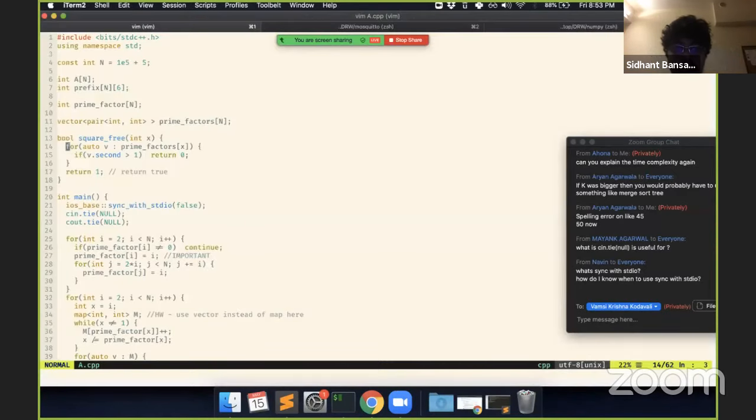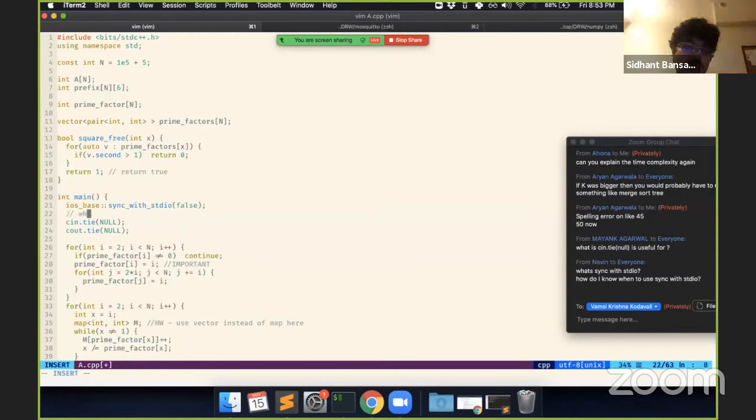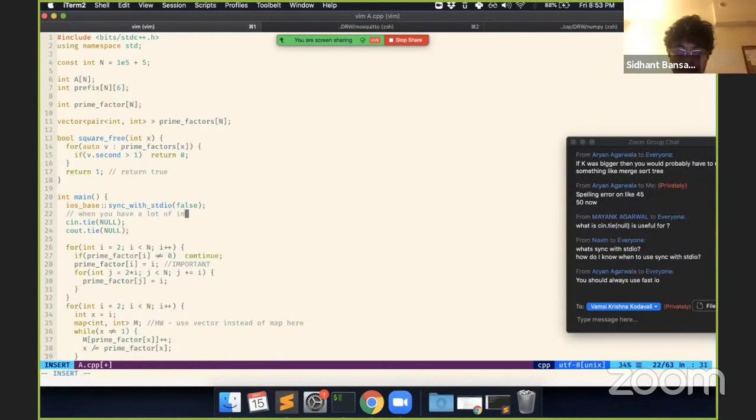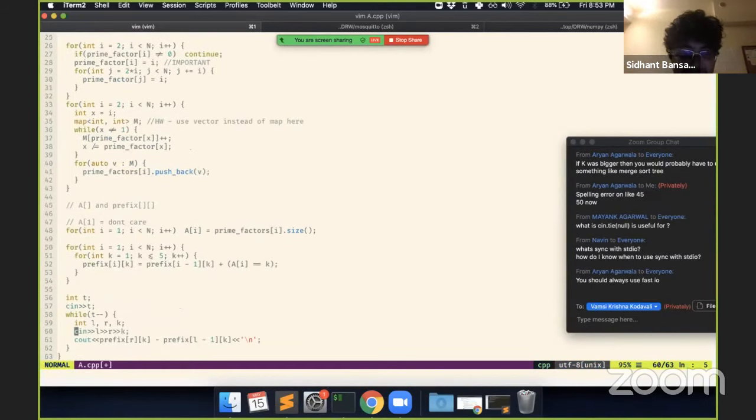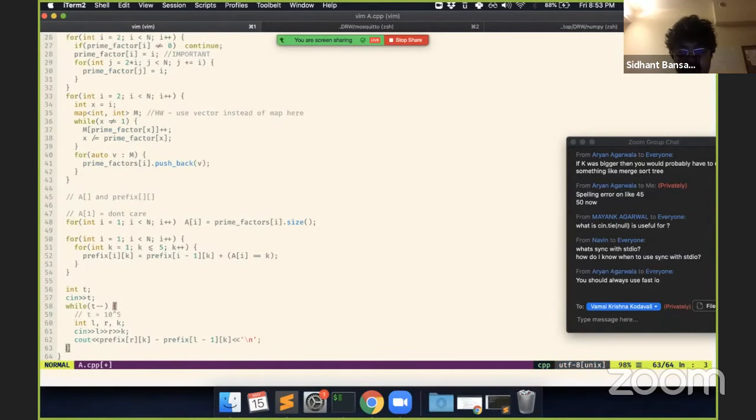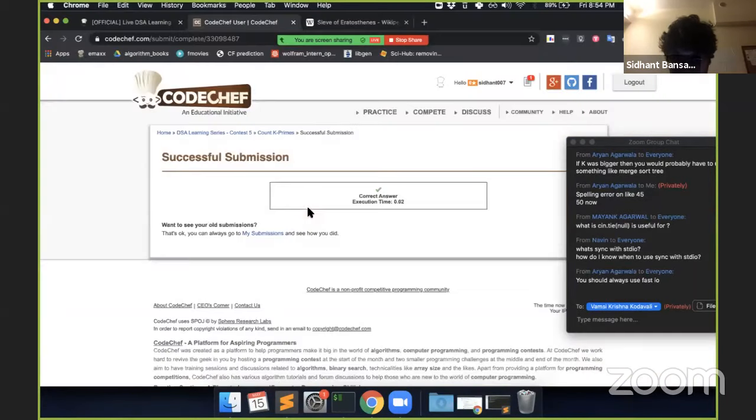Fast IO is for when you have a lot of input. And here you have a lot of input because T is pretty big. T is almost 10 to the power 5, right? So you're actually taking in a lot of lines here, and also printing a lot of lines. That's why we used \n instead of endl. Cool. So we got AC.